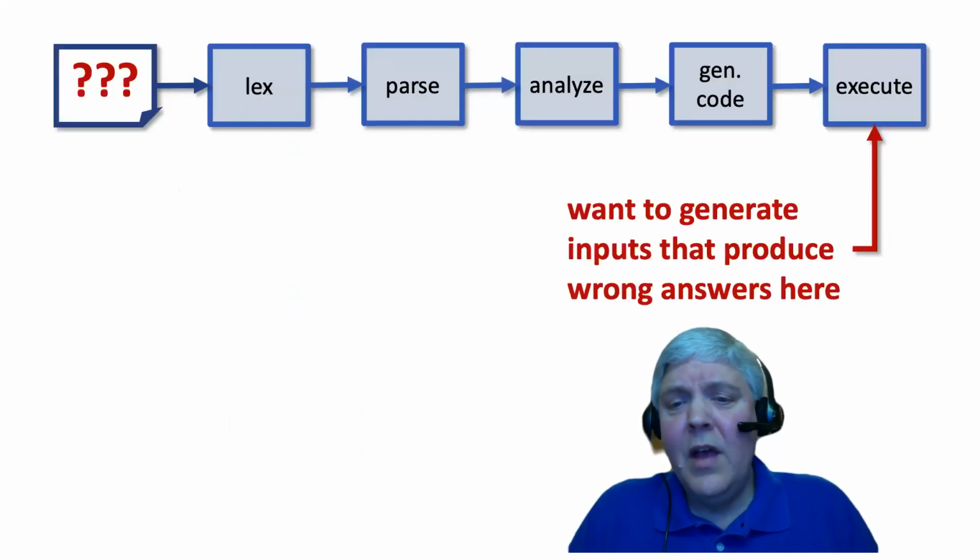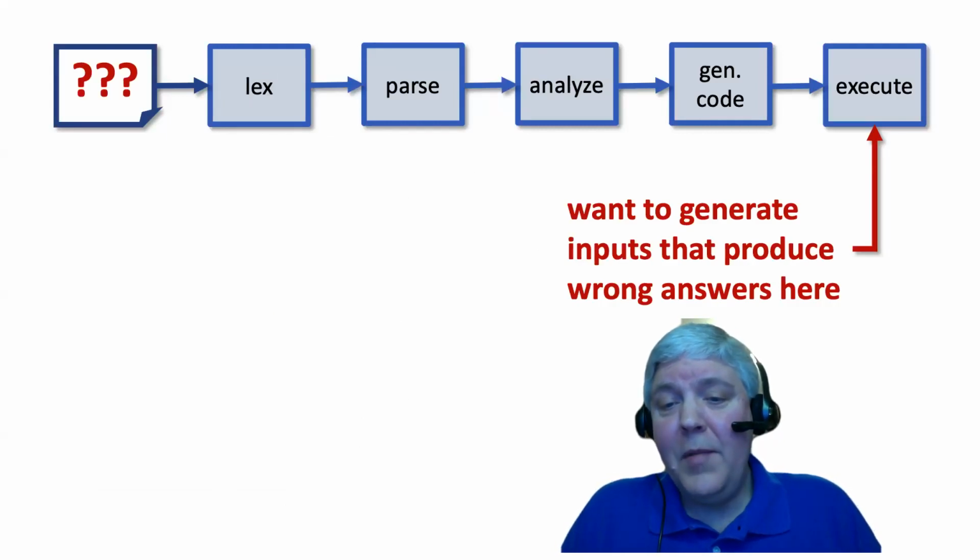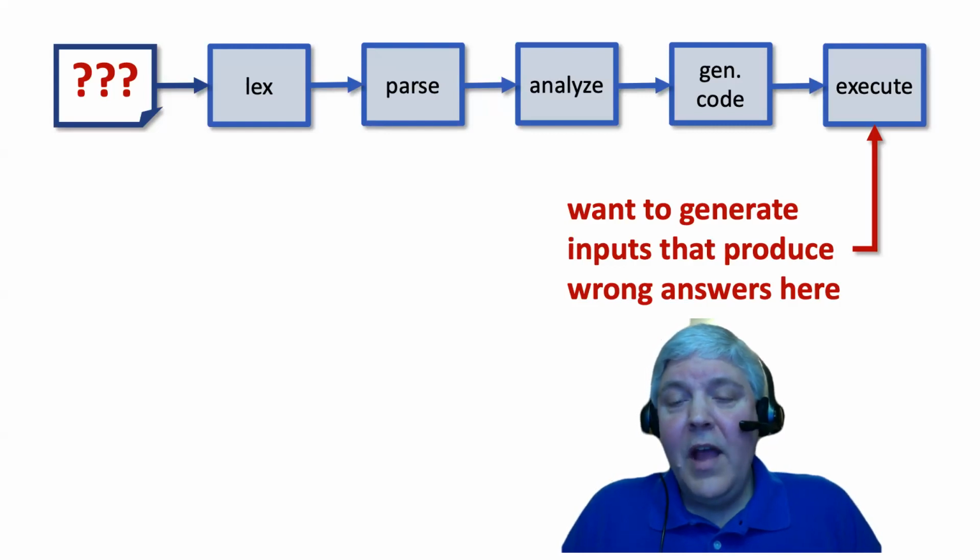So let's look at this sort of idealized compiler or interpreter pipeline where we have a random input over on the left and we execute our program on the right. And we're interested in finding inputs that cause the program, when it's executed, to produce wrong answers. This is what we're going to call deep bugs. Okay, so what kind of input should we generate in order to find these deep bugs?